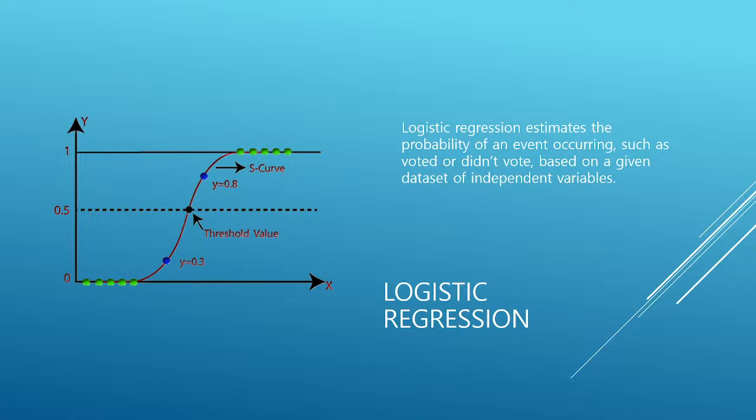You can say it takes either yes or no, 0 or 1, true or false. But instead of giving the exact value as 0 and 1, it gives probabilistic values which lie between 0 and 1.